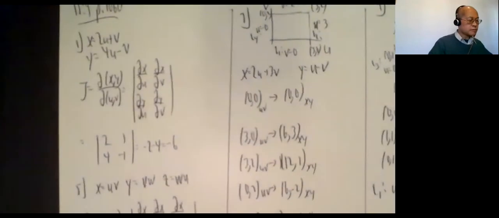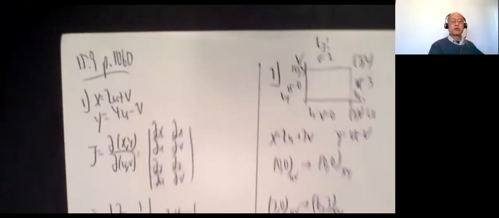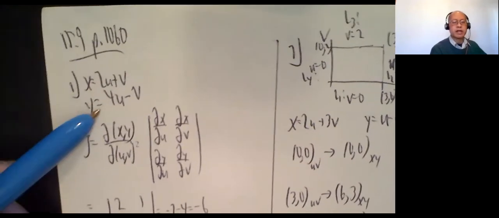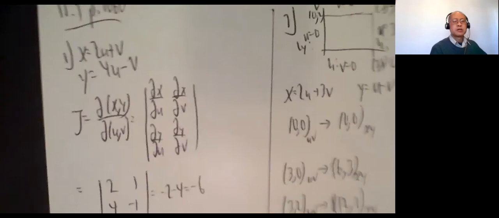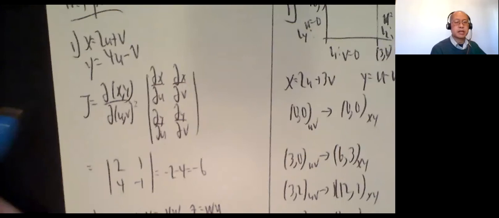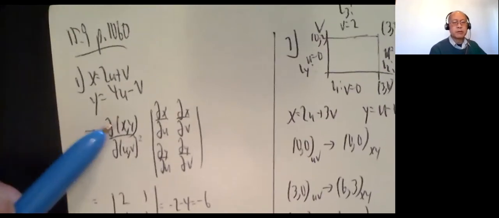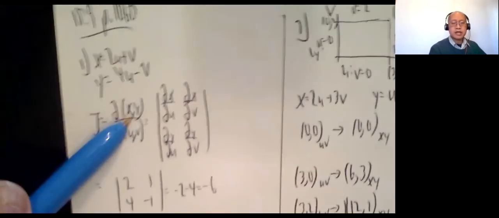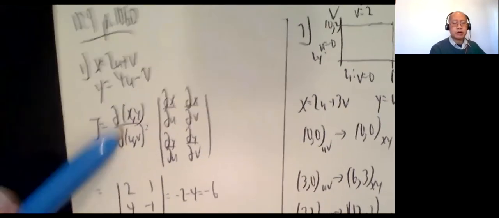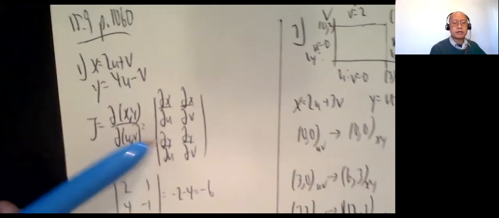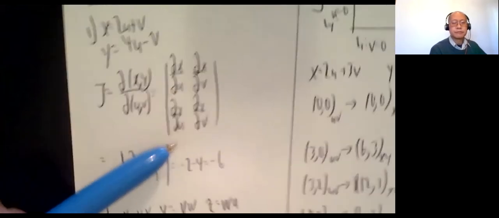Okay, finding a Jacobian should not be that big a deal. All right, so number one, x equals 2u plus v, y equals 4u minus v. So the Jacobian, I will abbreviate Jacobian with a capital J. By formula, the partial of x, y with respect to uv. Take everything on top, differentiate everything on the bottom. So it's the partial of x with respect to u, partial of x with respect to v, partial of y with respect to u, partial of y with respect to v.